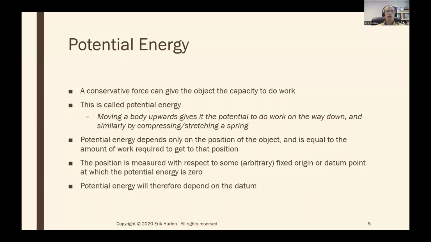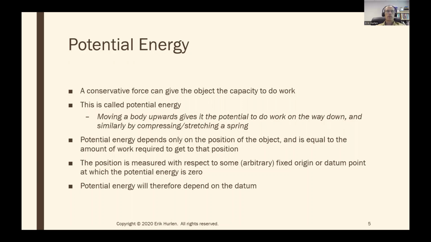The amount of work done by a conservative force on a system is equal to the change in potential energy of that system. Since conservative forces only depend on position and not path, the potential energy of a system depends only on the position of that system. For this, we need to define an origin from which this position is measured. This is called the datum. It corresponds to where the object has 0 potential energy.